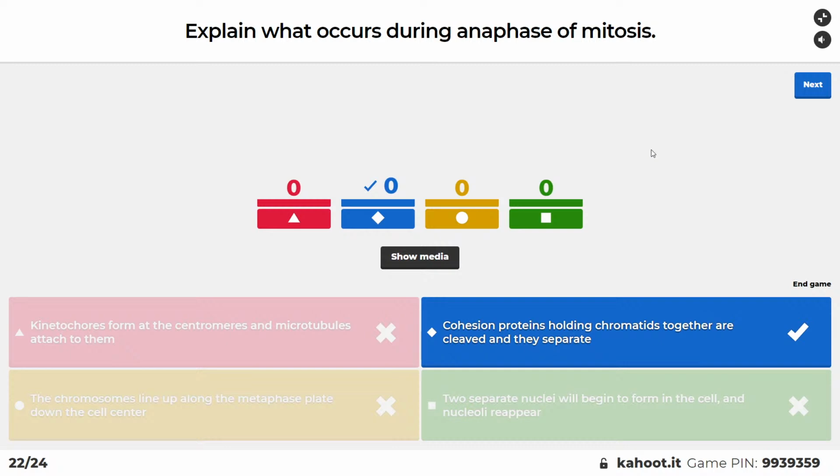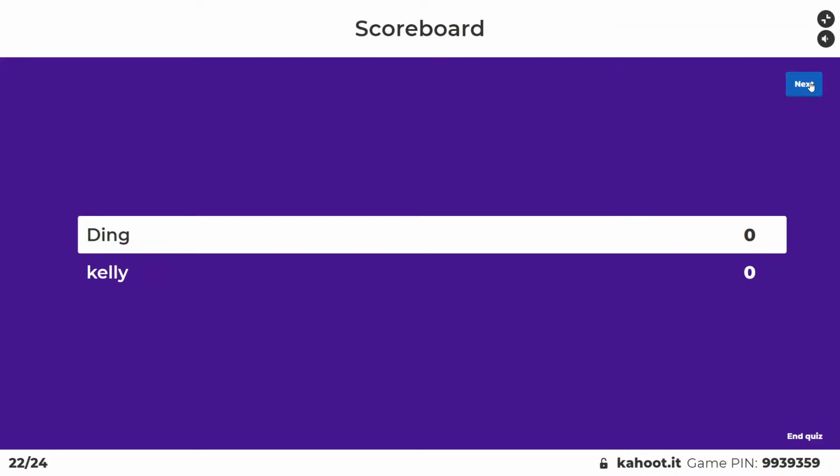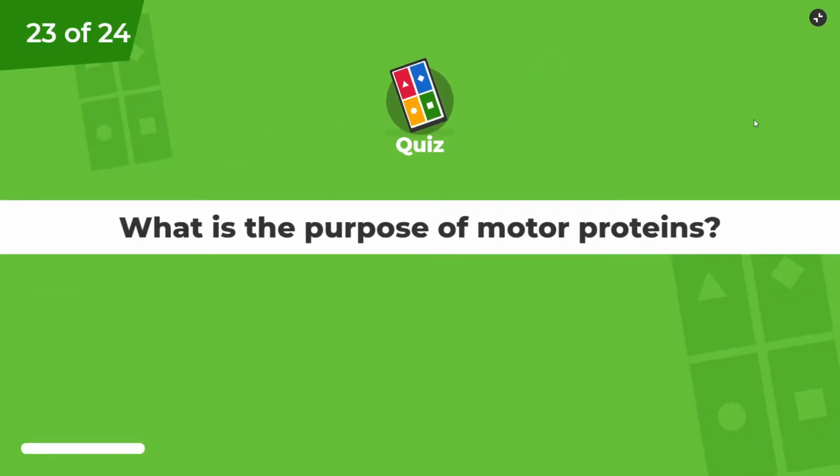All right, so the answer is the cohesion proteins holding chromatids together are cleaved and they separate. So this is knowing your mitosis and meiosis stuff. And you can tell it's none of the other ones because all of them happen in different portions of mitosis. All right, next. Moving on. 23.